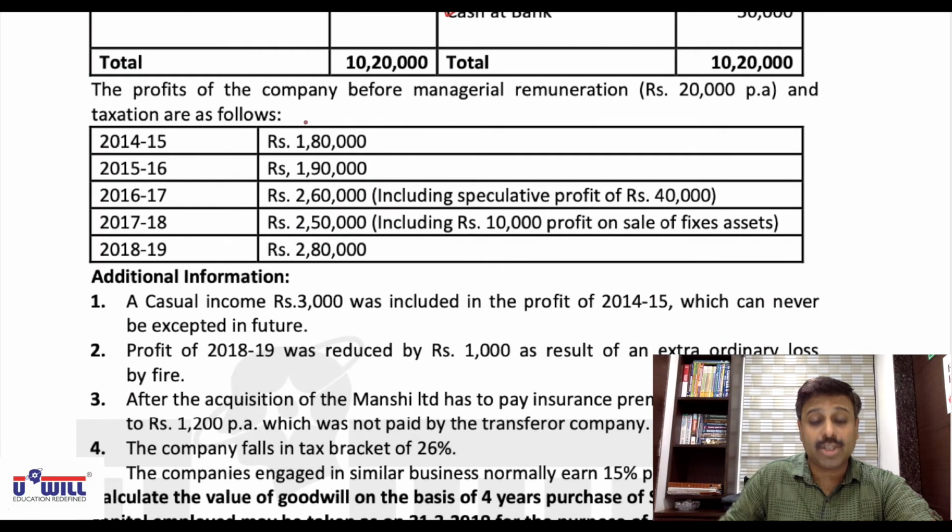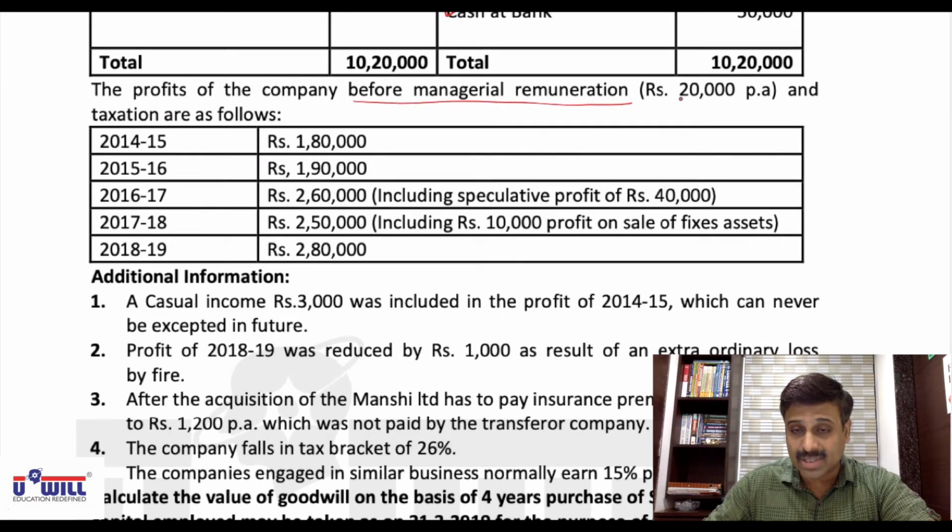Now the profits of the company before managerial remuneration of rupees 20,000 per annum and taxation. So before tax, we have to make all the adjustments in profit before tax only. Now these are before managerial remuneration also. So it means the managerial remuneration of 20,000 per annum is not included in any of the profits given below. And managerial remuneration is a regular business expense, it should be included.